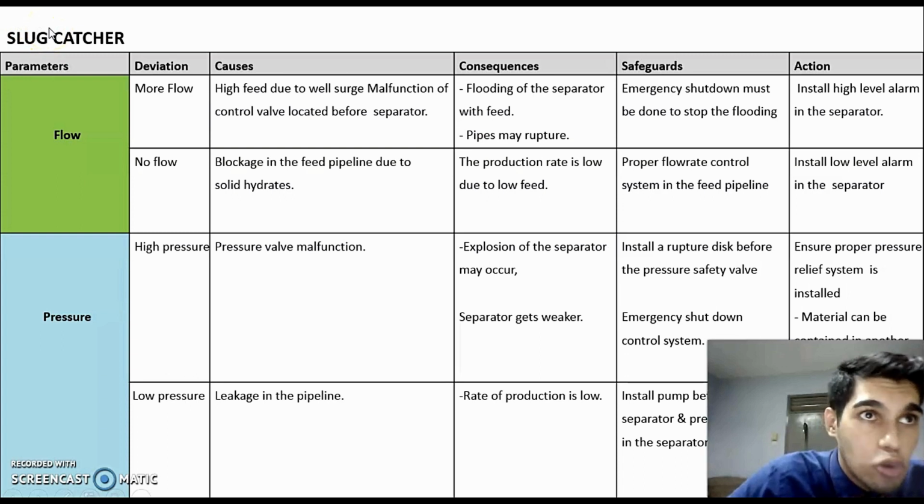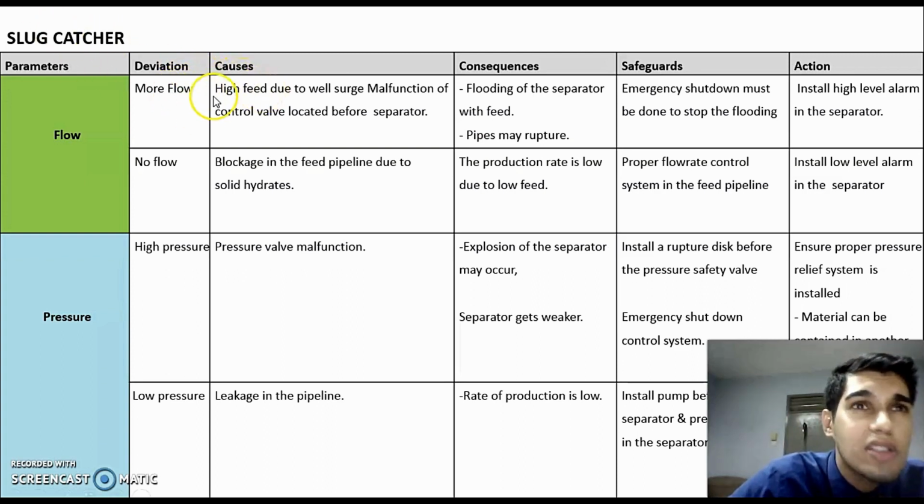So these two nodes are selected because they are very important as they are the front units of the process. Any failure in the slug catcher can cause the shutdown of the whole process, and any failure in the mercury removal unit can cause the whole process to be contaminated with mercury. Therefore, let's begin with the slug catcher.